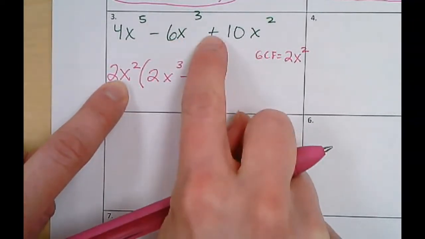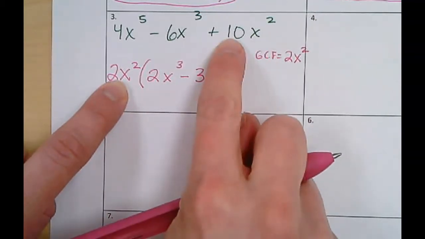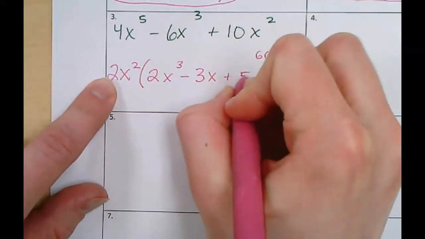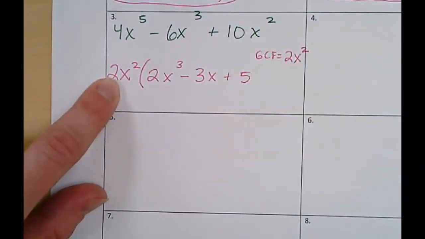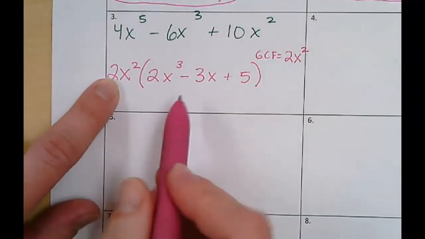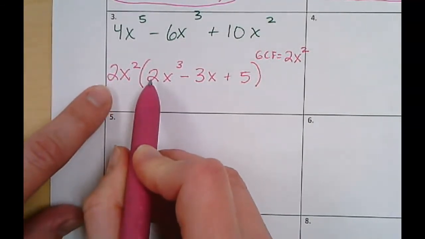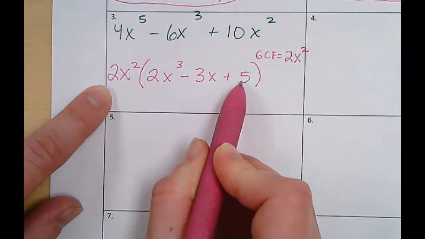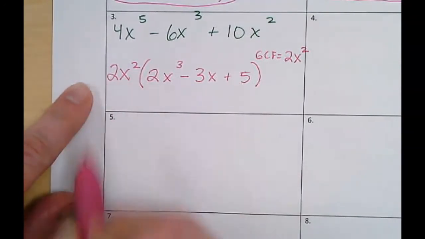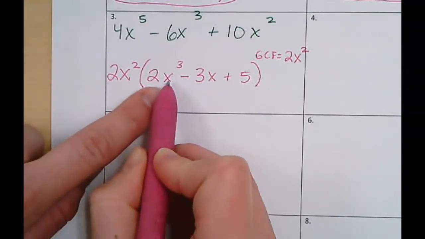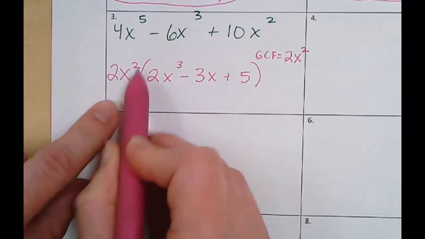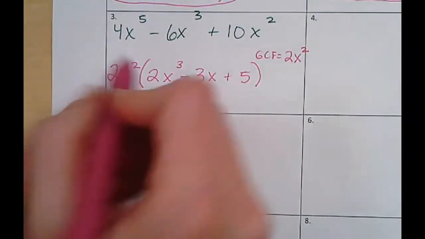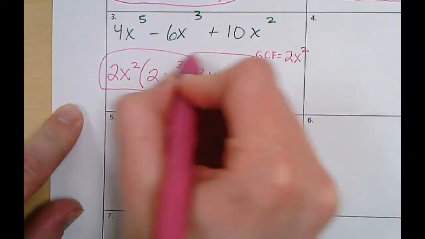And the last one, positive 10x squared. 10 divided by 2 is 5. X squared divided by x squared will completely take out my variables. Now, just double checking, nothing is left in common between 2, negative 3, and 5. I took out the largest number, and nothing is in common with the variables, x cubed, x, and none. X squared was the largest amount. So this is fully factored.